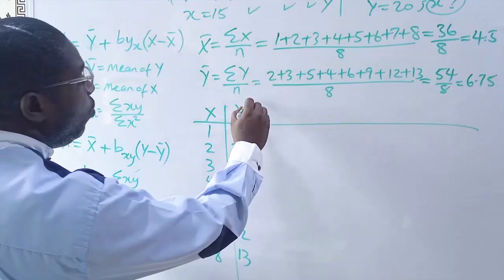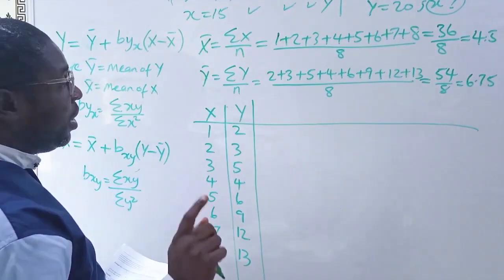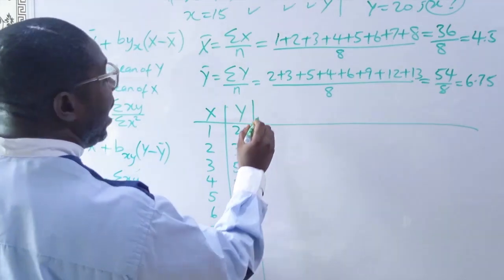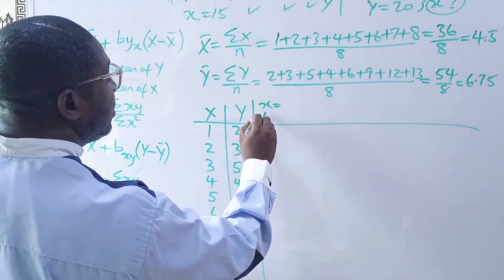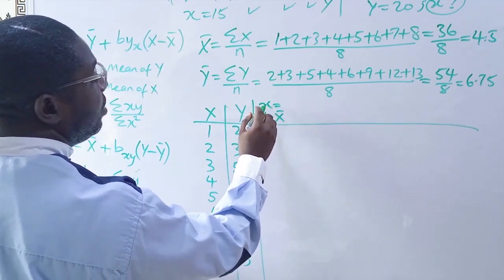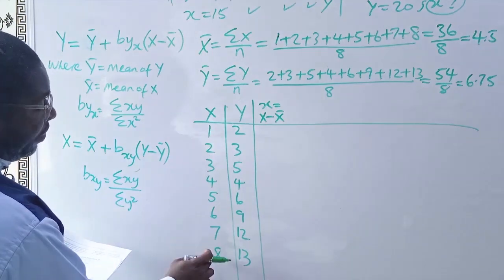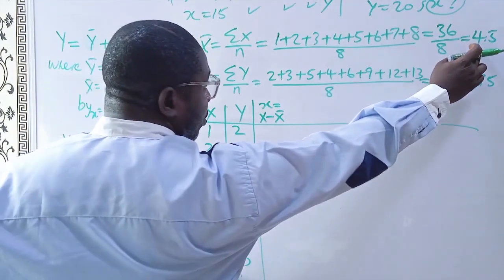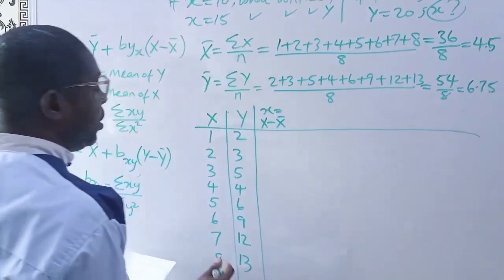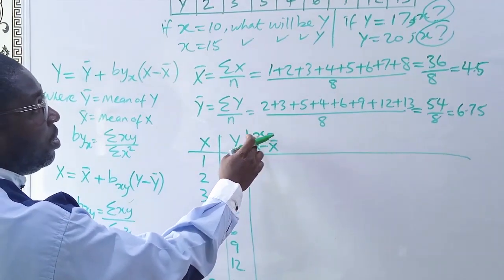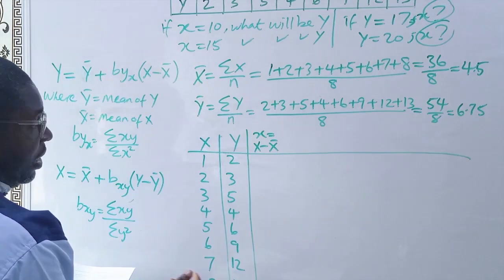Now, we want to find the deviation of x. The deviation for x will be represented by small x. Small x is x minus x bar. So it will be all these values minus 4.5. Okay, so this is x, which is the deviation, x minus x bar. That will be our value for small x. So let's quickly do that.